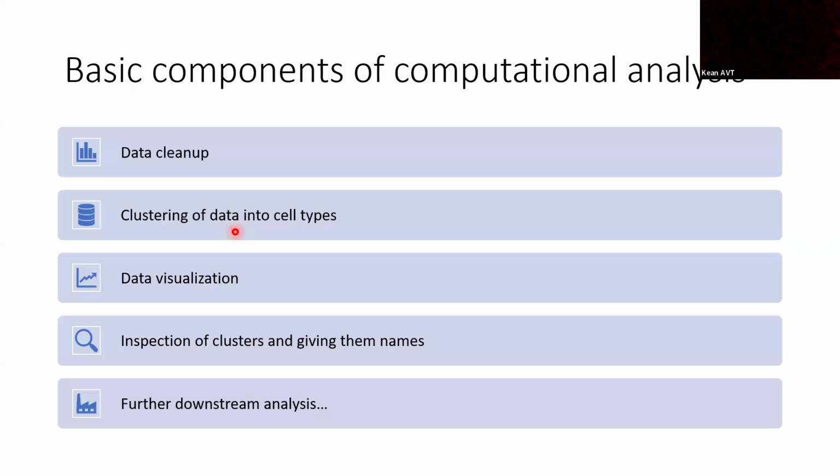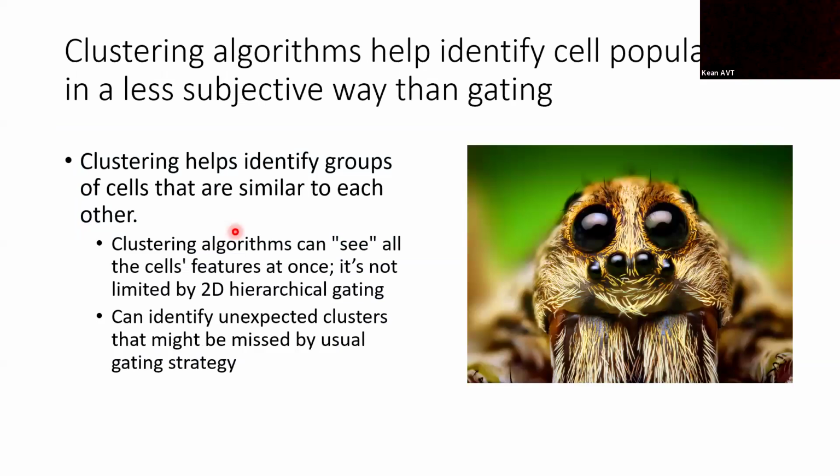Okay. So some of the basic steps. First, we need to clean up the data. Then we do the clustering of the data. We visualize it and inspect the clusters and give them names. And then we might do further downstream analysis. So clustering algorithms are nice because instead of looking at a bunch of two-dimensional plots, they can look at all the data at once in ways that humans are not good at. And they can help us identify unexpected clusters.